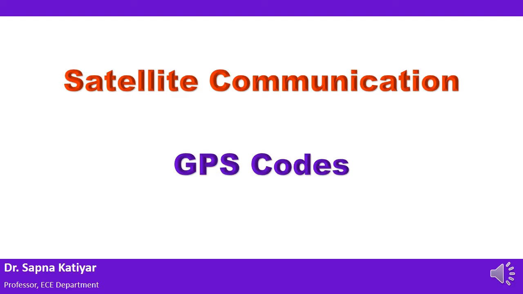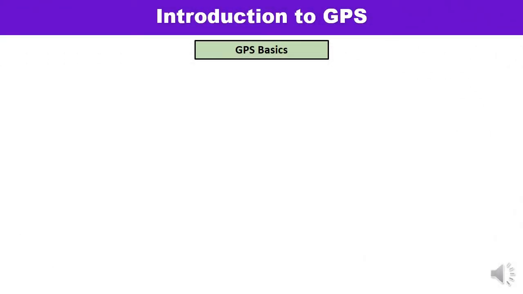Today's topic is GPS codes. In this video, I will give you a brief about the global positioning system. Then we are going to discuss the generation of L1, L2 signals in a GPS satellite. At the same time, how the coarse acquisition code can be generated in a GPS system. Let us begin. First, let us have a quick review of the GPS basics.